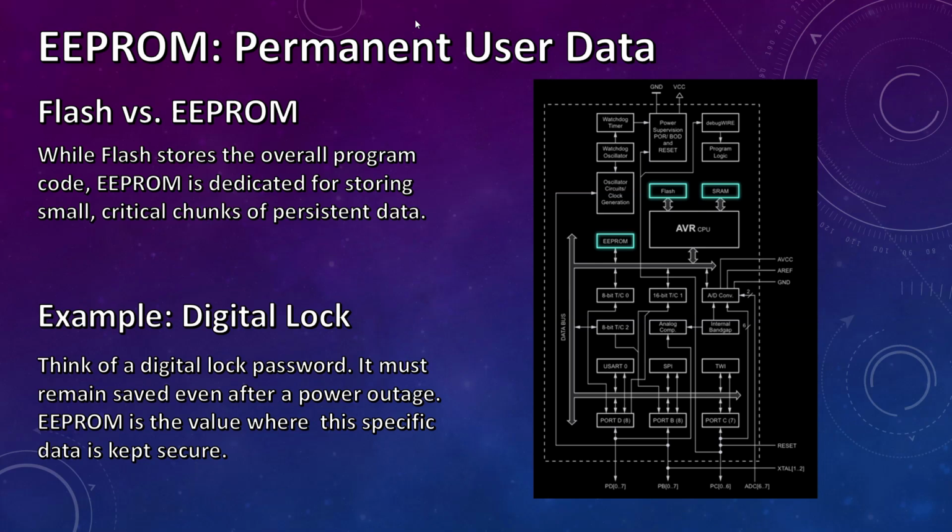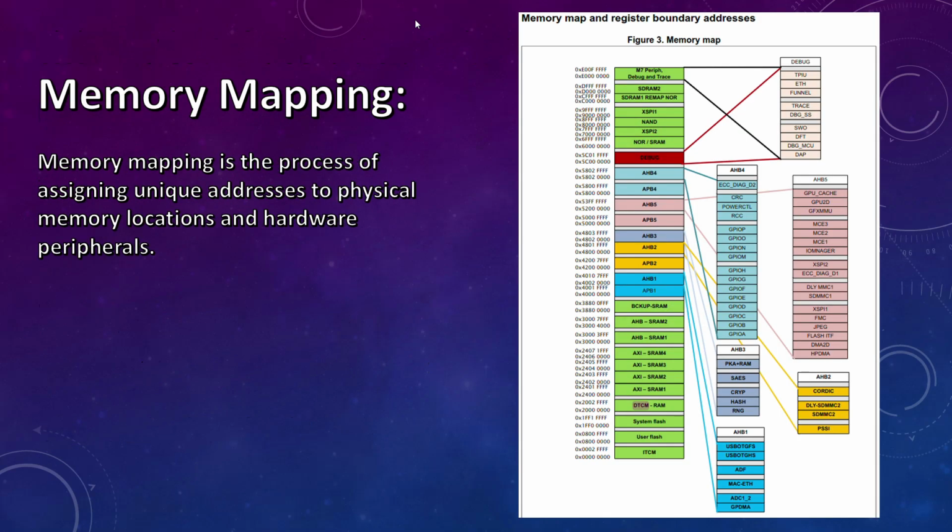Or suppose you have a calibration value of a sensor. Those values must remain even after resetting. So at that time, you can use this EEPROM. EEPROM is used for this purpose only. It will store the data permanently so that we can recover it even after we turn the power off and on. Okay, now let's see the complete picture.